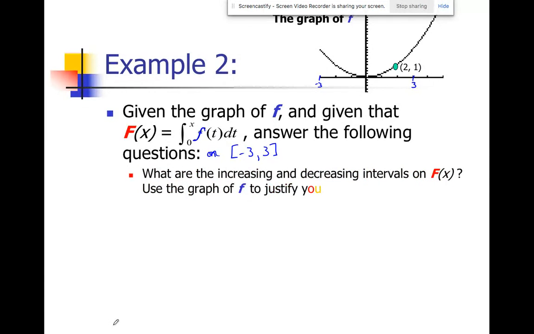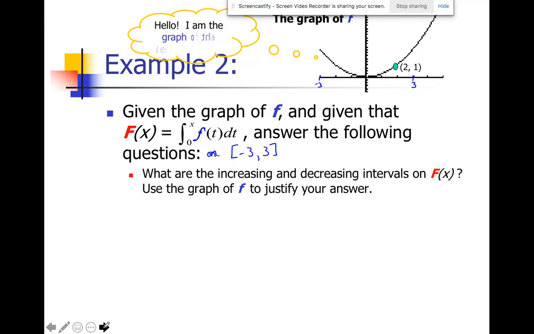Wasn't expecting that, were you? You were expecting me to plug and chug, weren't you? Like we did in example 1. No, not gonna. I am going to ask you, what are the increasing and decreasing intervals on capital F, not little f. Hello, little f is the derivative of capital F. I do not see any values of capital F. I do not see the graph of capital F, but I see the graph of its derivative. And what are the increasing and decreasing intervals on capital F?